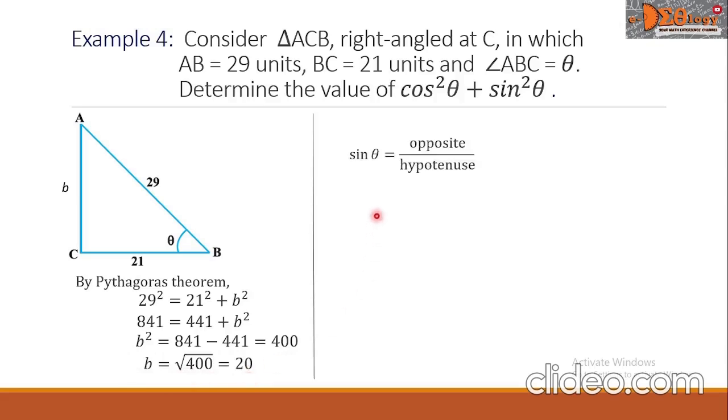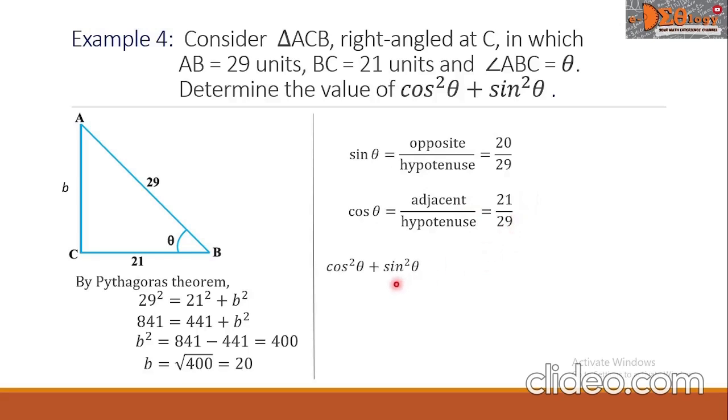Now let us take the sine theta equals opposite over hypotenuse. Opposite is 20 over 29, and that is the hypotenuse. This is the value of sine theta. For cosine theta, adjacent over hypotenuse. Adjacent side is 21 over hypotenuse, which is 29.